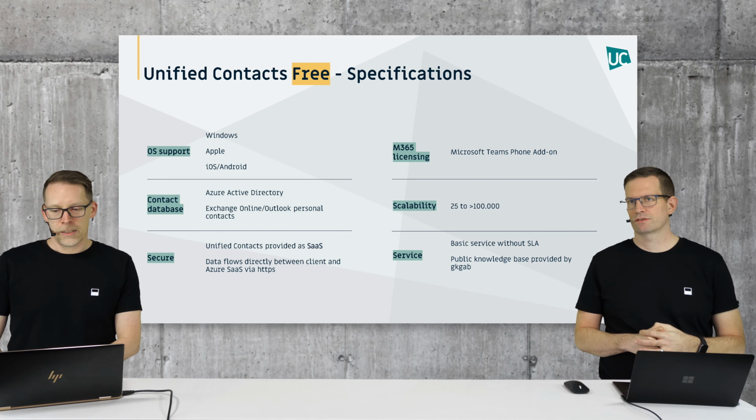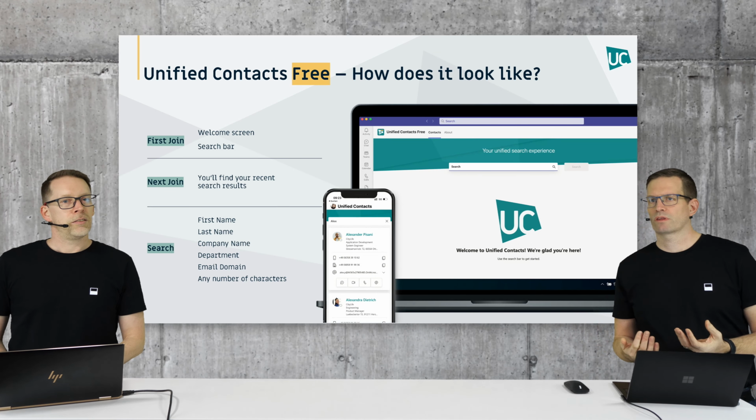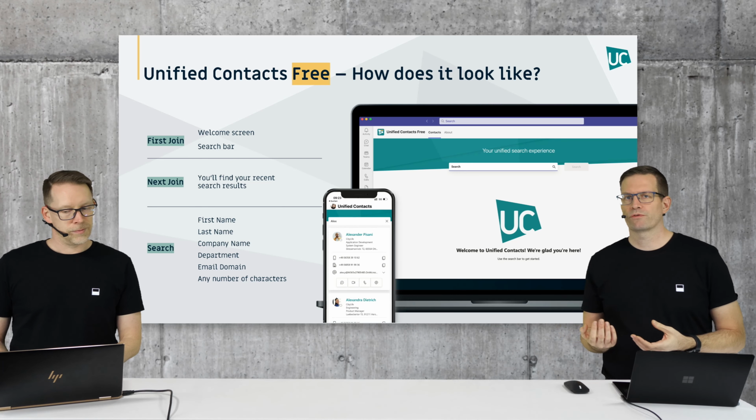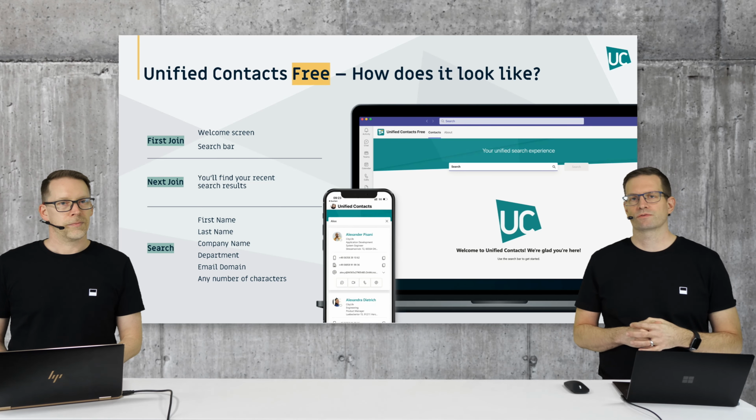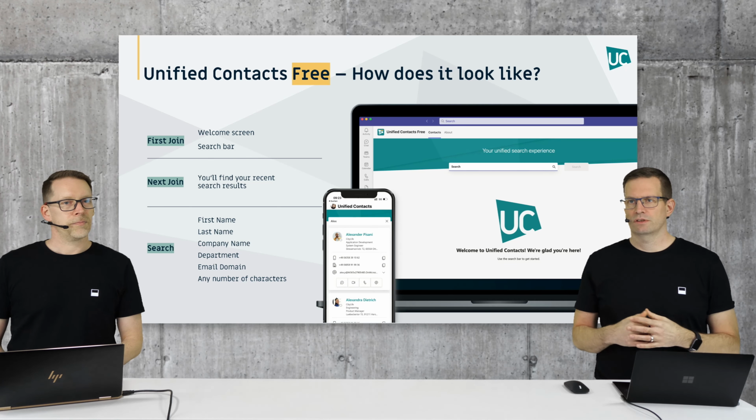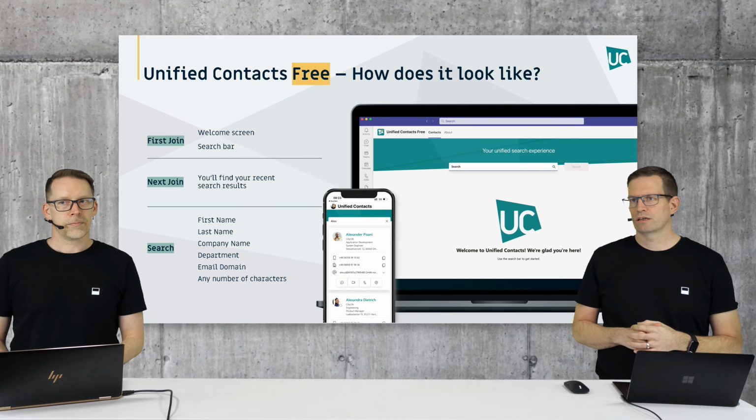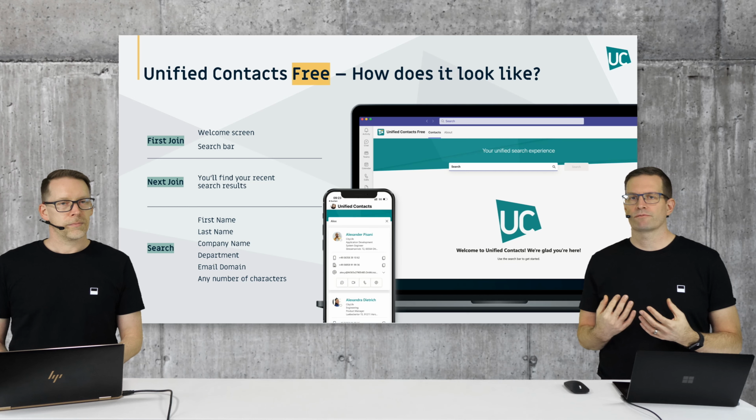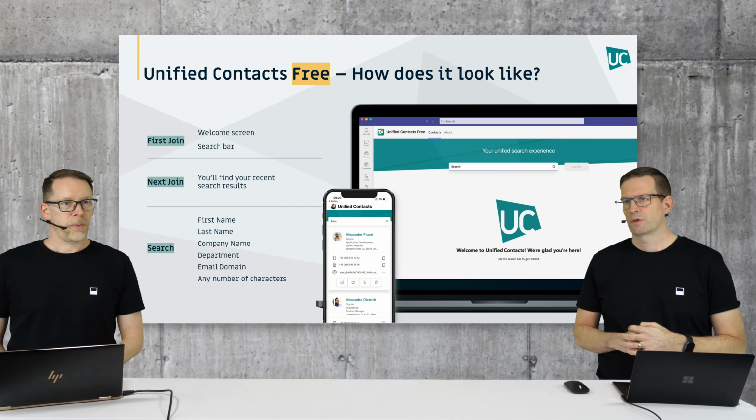Perfect. So let's talk about the features and functionalities. Let's start with how it looks. When you open the Unified Contact app for the first time, when you add it to your Microsoft Teams client, you have this lovely welcome screen we are seeing here in the display. It's very clean and easy to use because you only have the search bar, and then you click on search and you will get a result.